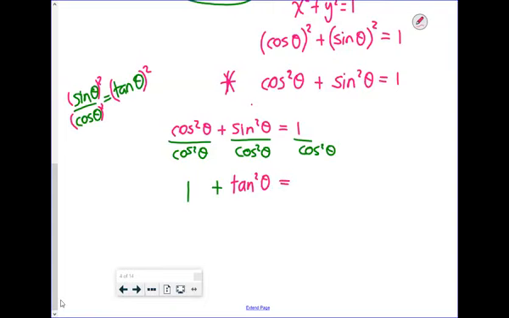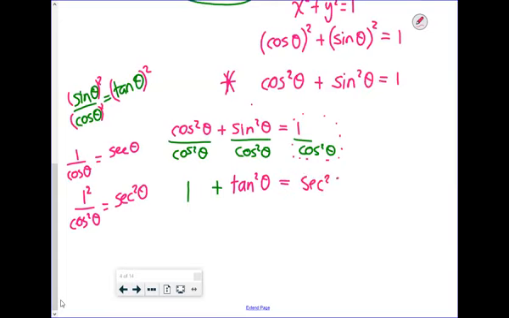And 1 over cos theta, we know that's the reciprocal, secant. So if you had 1 squared, which is the same as 1, over cos squared theta, that would be secant squared theta. So I can replace this term here with secant squared theta. That is our second Pythagorean identity.